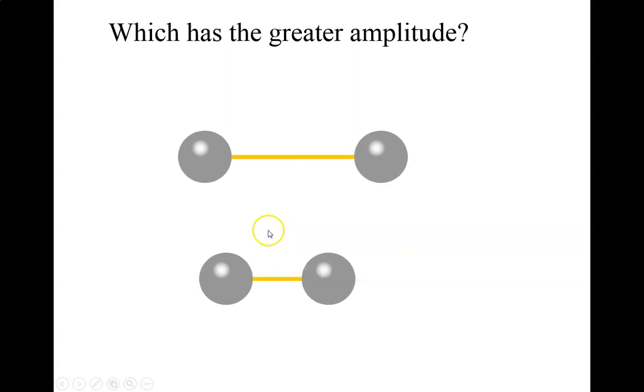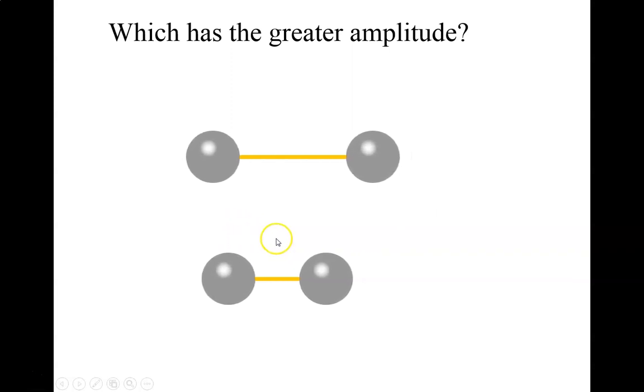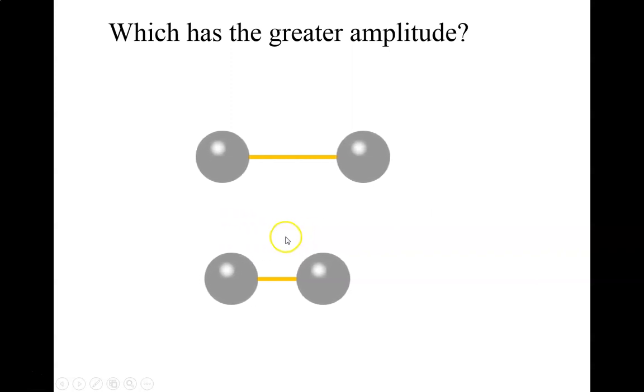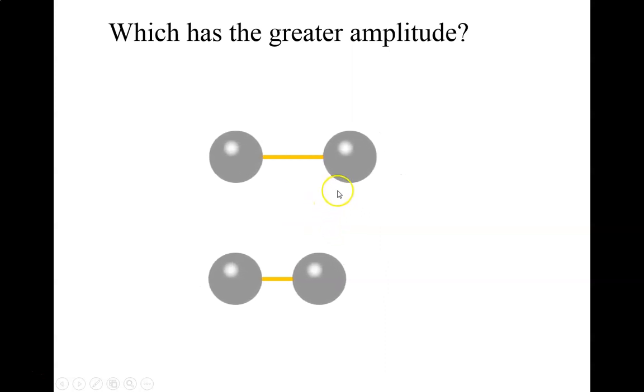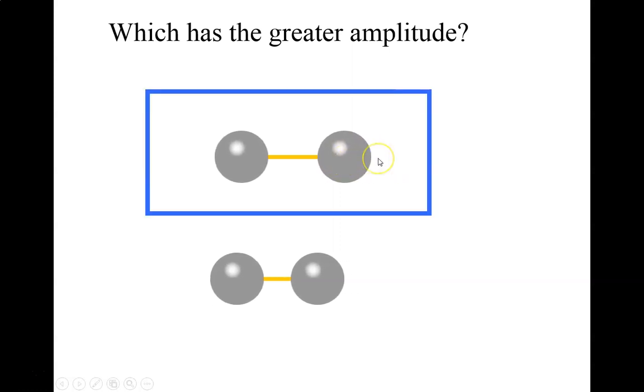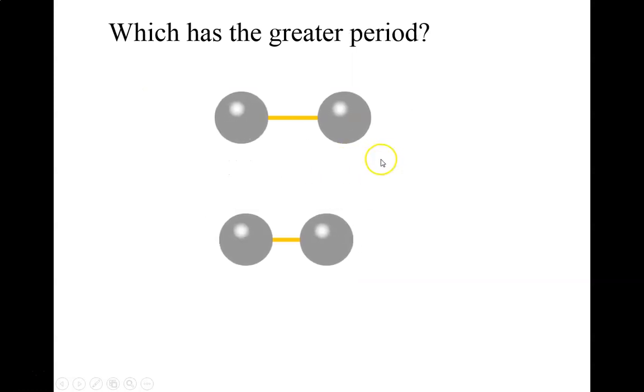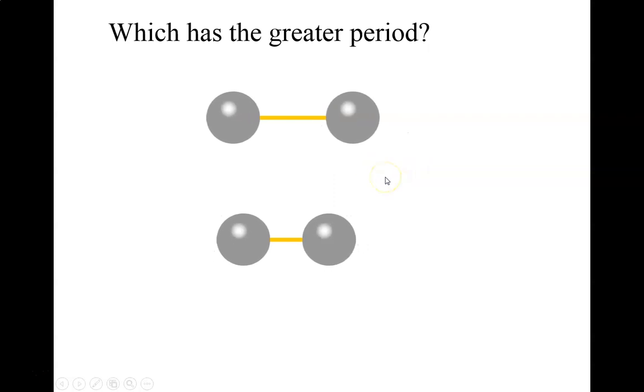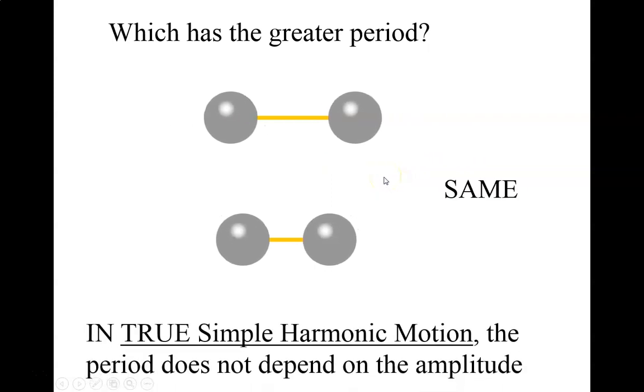Which one of these has the greater amplitude? Remember, the amplitude is the bigness, the distance from the rest position, the equilibrium position. That would be the top one because it's a bigger oscillation. And which one has the greater period here? Trick question. It's the same.